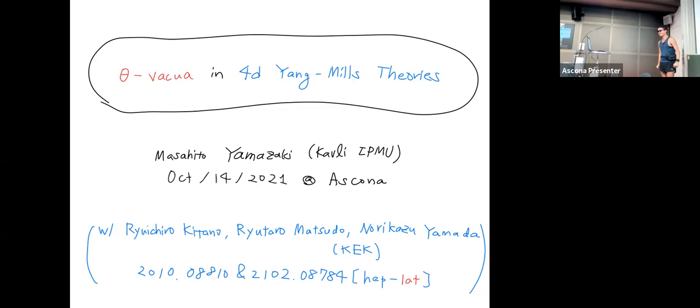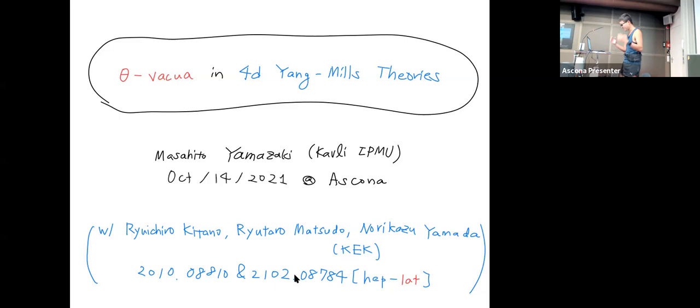Today I'm going to talk about Theta Vacua in four-dimensional Yang-Mills theories. This is work in collaboration with Yuichiro Kitano, Ryutaro Matsudo, and Norikazu Yamada, located at KEK. If you don't know what KEK is, it's where the collider is, where, for example, the Belle II experiment is going on, and there is a theory group there. My talk is about two papers, which I put out last year and this year. But the difference from other talks is that it's actually in hep-lat.